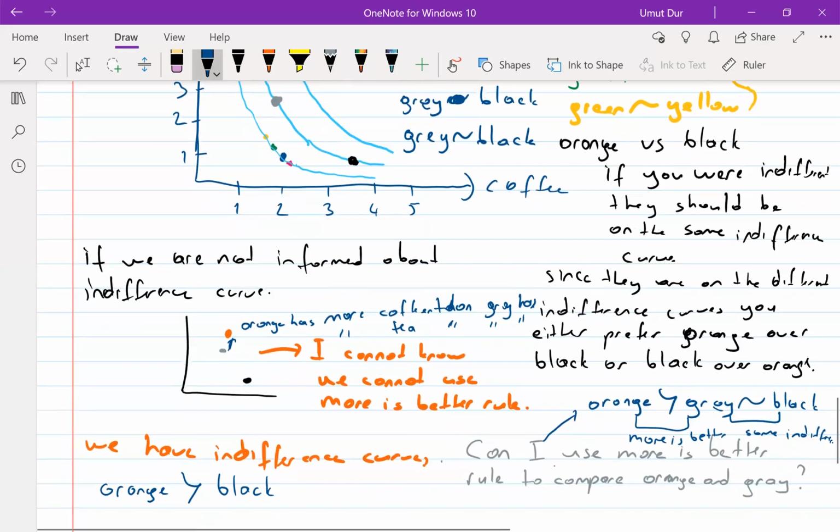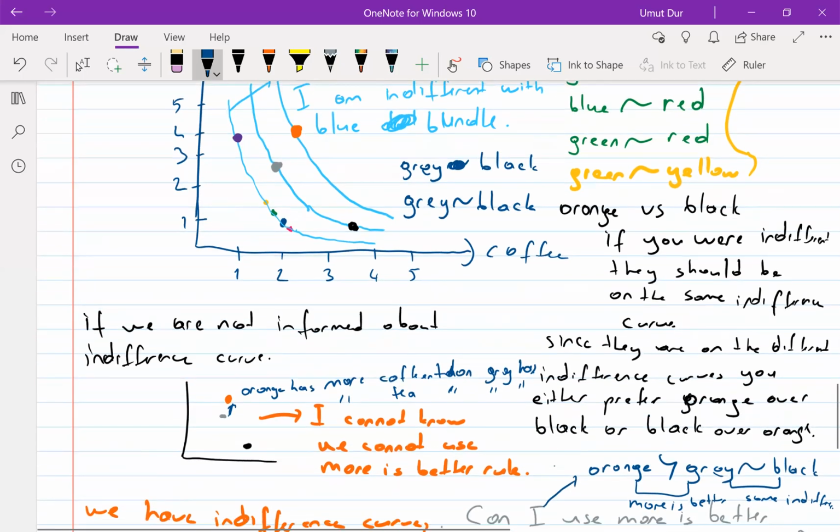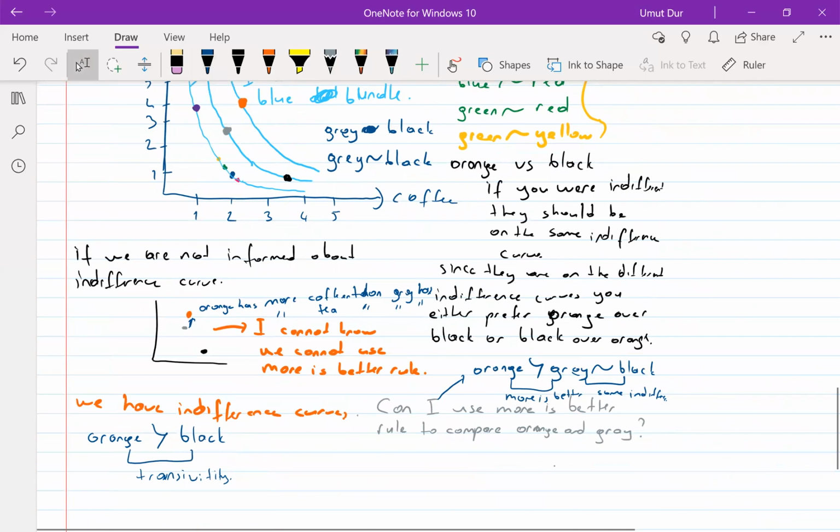Orange is preferred, and this follows from transitivity. Any question?